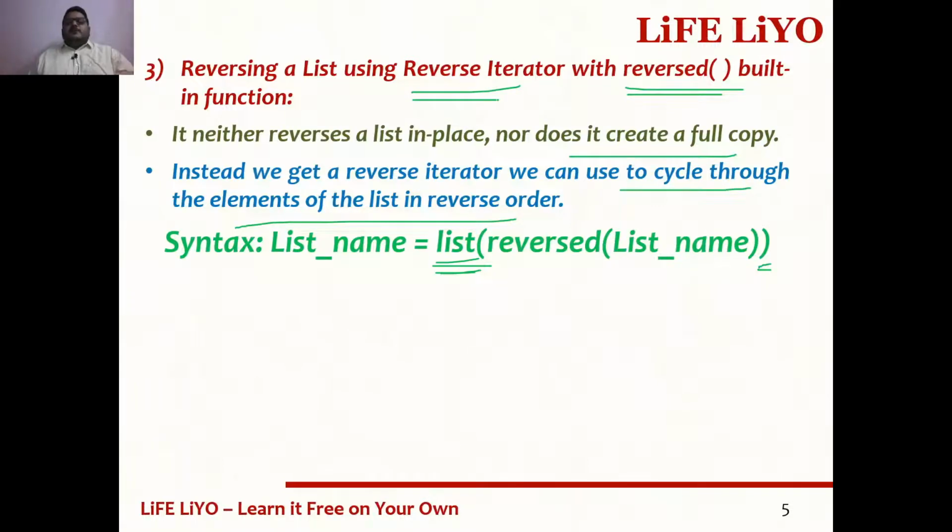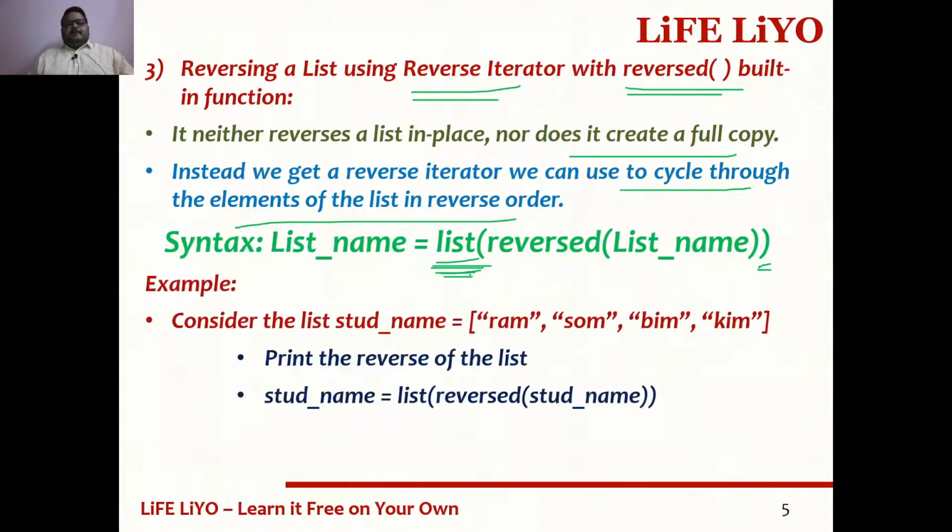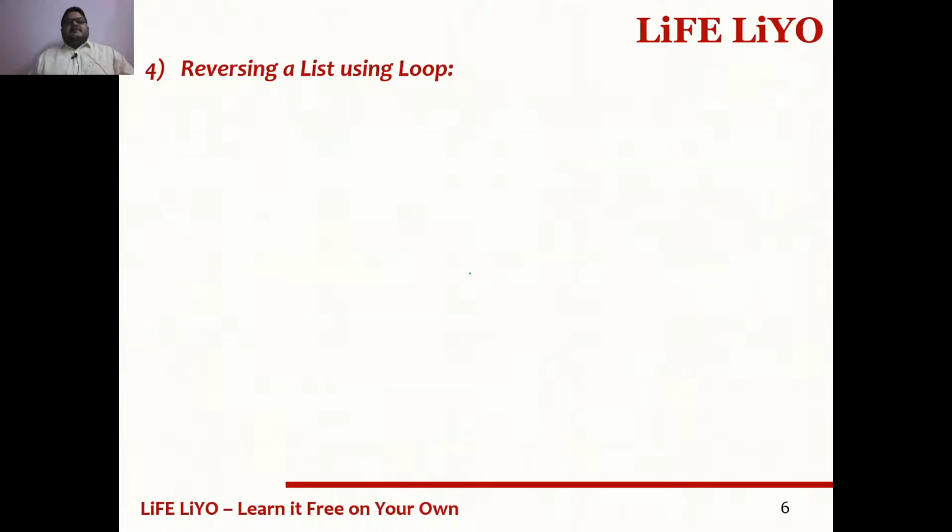Here it is not going to reverse the list in place, or take any full copy. It is just accessing the elements in reverse order, which we convert into the list type. That is the example. Next one is reversing a list using manual loops, that is, writing a program. We can simply use a loop to reverse a list.